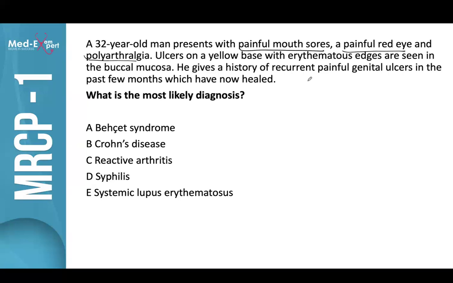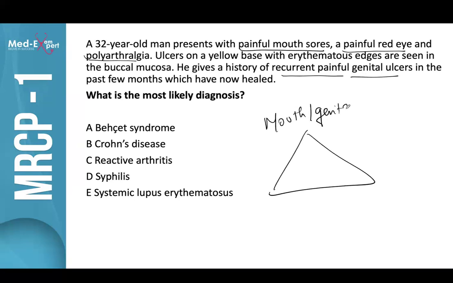Now comes a 32-year-old man who presents with painful mouth sores, painful red eye, polyarthralgia. These three points, with recurrent painful genital ulcers. What is the diagnosis? It's a triad of findings. Mouth and genital ulcers, painful red eye, could be some uveitis, and then joint pain, polyarthralgia.